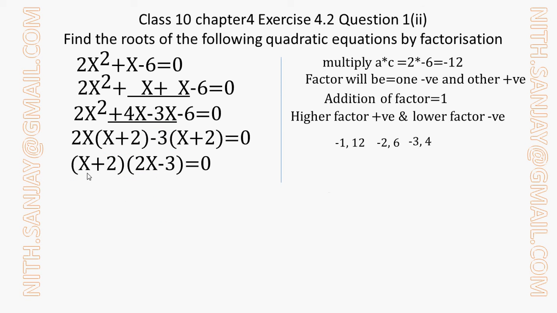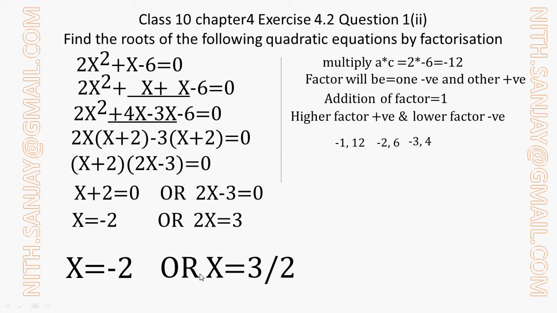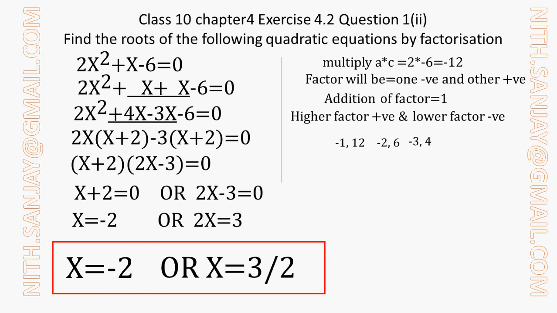Now to find the roots of this equation, I have to equate both these terms to 0. So the roots of the equation will be either x plus 2 is equal to 0 or 2x minus 3 is equal to 0. I will subtract 2 from both sides of this equation, so I get x is equal to minus 2. I will add 3 to both sides of the other equation, and I get 2x is equal to 3. Then x is equal to minus 2 is my one root, and I will divide by 2 on both sides, so x is equal to 3 by 2 is the other root of this equation. So these are the roots of this quadratic equation.